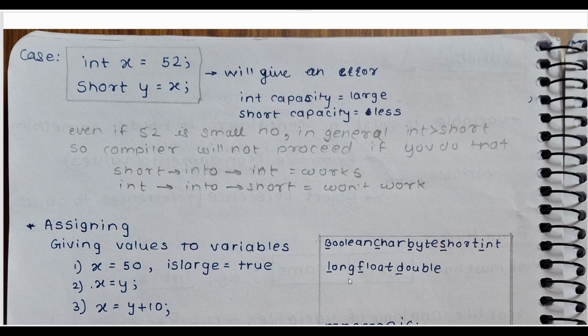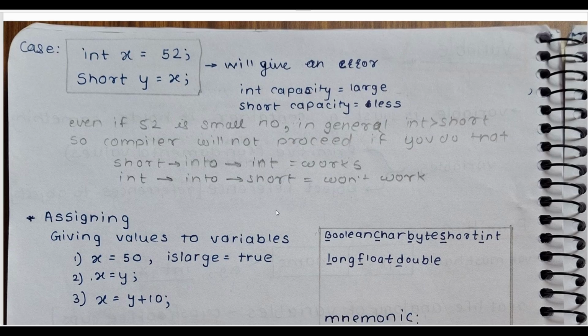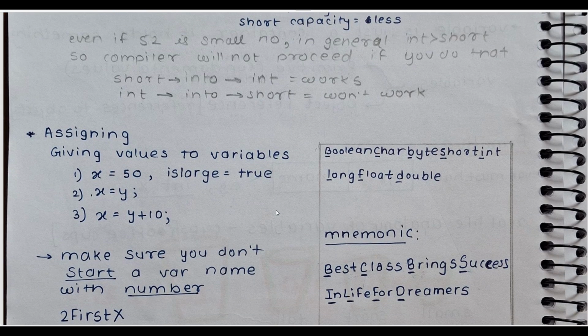Okay. So remember this rule. Smaller type can fit into bigger type, but bigger type cannot fit in smaller type. Okay. It's just like you can pour water from a small cup to a big cup, right? But you can't pour milk or water from a big cup to a small cup. It will overflow. That is the logic used here. Okay. So now assigning values to variables.